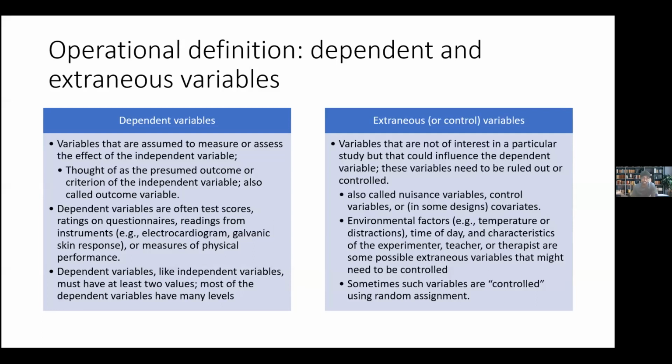The dependent variable is something we already saw earlier. It is what is assumed to measure the effect of the independent variable. It's the effect variable or the outcome variable. It's thought to be the presumed outcome, so it's called the outcome variable. The ways in which we have dependent variables are test scores on questionnaires or performance on a particular exam or something like that, or readings from instruments or measures of physical performance, right? They're all dependent variables. After the independent variable, you study their effects.